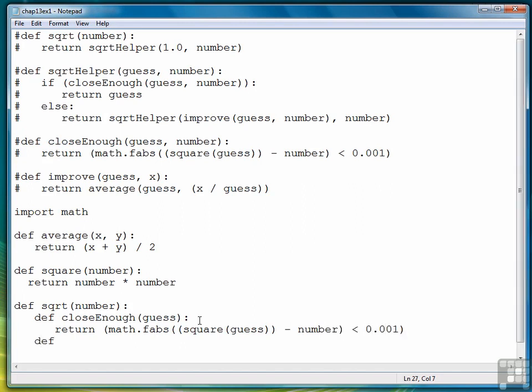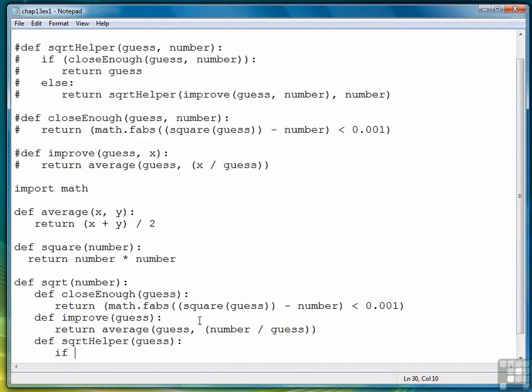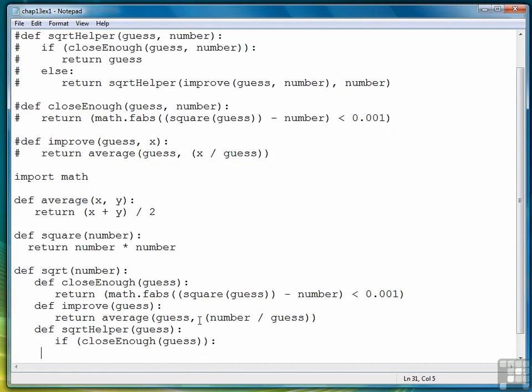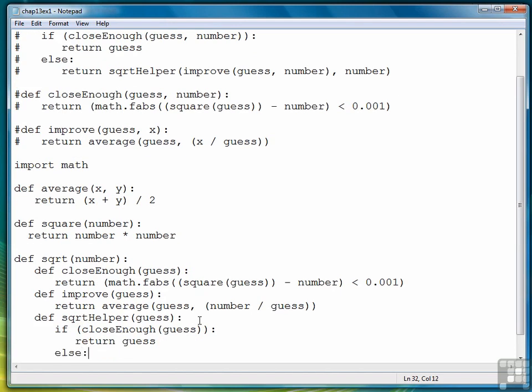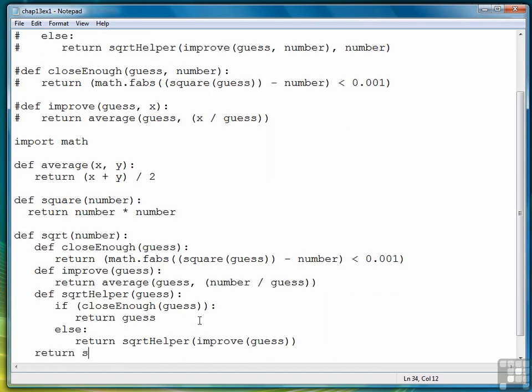After close enough, then we define improve, and it also only requires one parameter because it has access to number within the environment of the square root function. And then finally, we define square root helper, also with just one parameter. We'll finish up the definition right here. Here, if the guess is not good enough, we recursively call square root helper with an improved guess. And then finally, to kick it all off, we call square root helper with the argument 1.0.